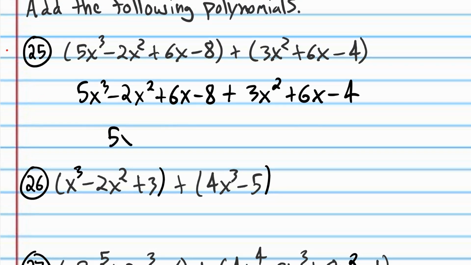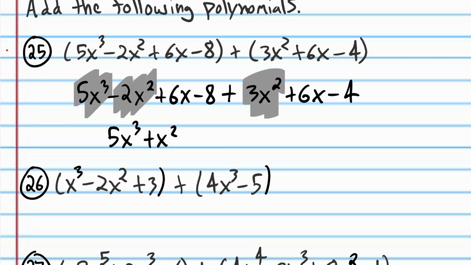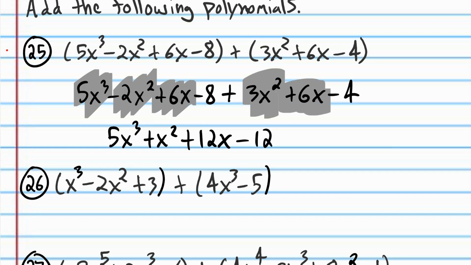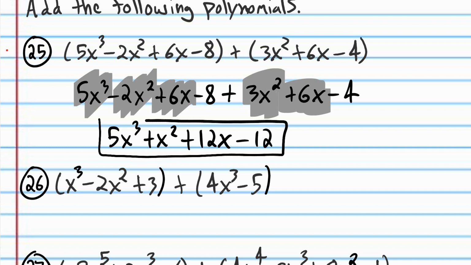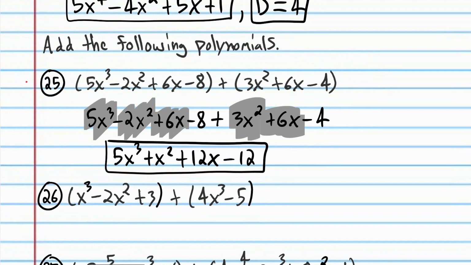So let's write the highest exponent first. And then we have negative 2x squared plus 3x squared is x squared. And I should probably shade these to know which ones we've combined. And 6x plus 6x is 12x. And negative 8 plus negative 4 is negative 12. Now this problem set does not ask you to write the degree, so you don't have to write the degree.